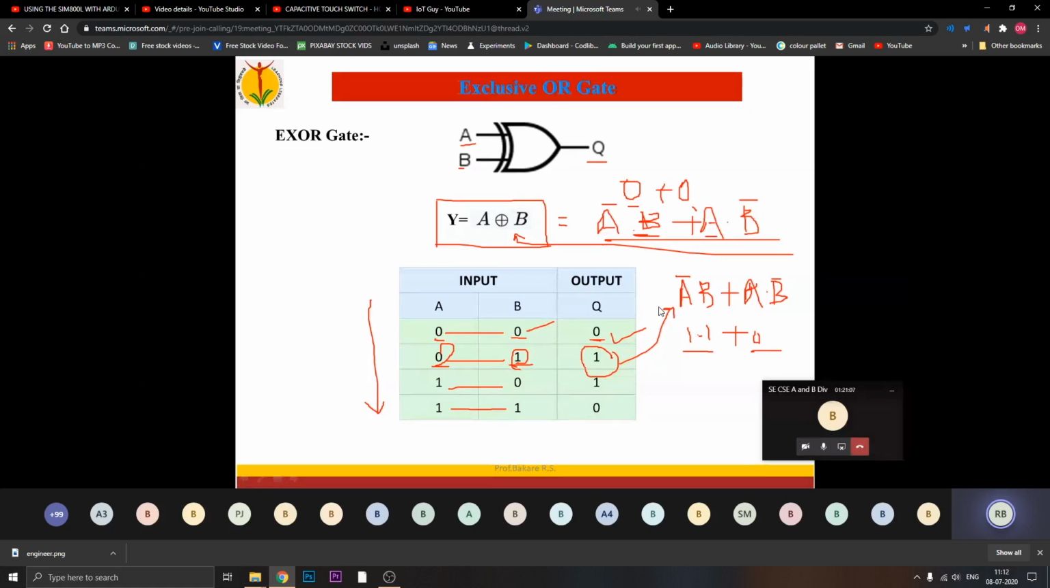Same case repeats, only here A is equal to 1 and B equal to 0. In that case, I get the second term as 1. Second term is 1. Got it? So 0 plus 1, again we get 1 for the third case. Now, can anyone guess how we get 0 in the last condition? Friends, students, please, any one of you unmute yourself and explain: when both inputs are 1, 1, how do I get the 0?